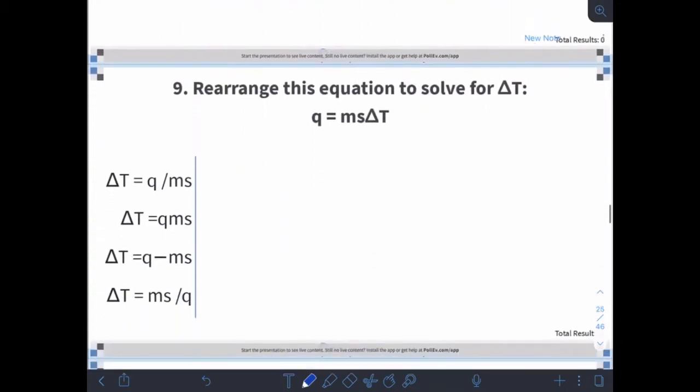One of the things that you're going to need to do, this is a very important skill, is to be able to rearrange this equation to solve for different things, because sometimes you might have to solve for mass, sometimes you might have to solve for S, sometimes you might have to solve for delta T. And you need to be able to rearrange the equation however you want.